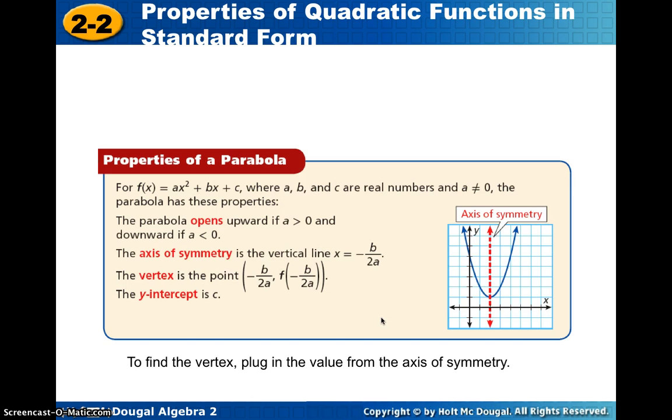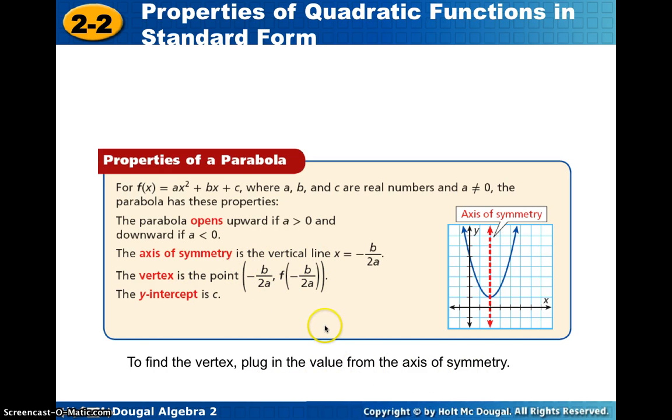Okay, so here is a summation of what you need to know about standard form. For f of x equals ax squared plus bx plus c, where a, b, and c are real numbers, the parabola has these properties. The a value tells us if it opens up or opens down, depending on if it's positive or negative. The axis of symmetry is at negative b over 2a. We can find the vertex by plugging in the point from the axis of symmetry, and then the y-intercept is c. To find the vertex, plug in the value from the axis of symmetry.